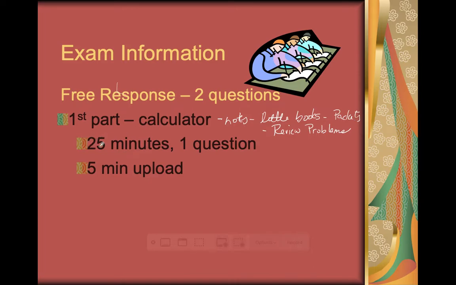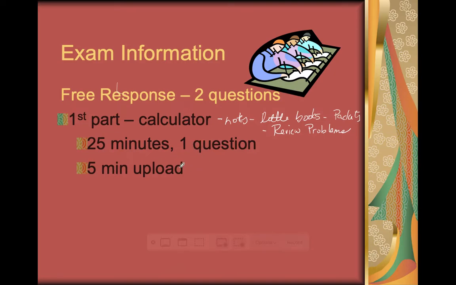So you're going to be given only 25 minutes to do the one question. You're going to be crunched for time. That's why organizing your materials is going to be critical, so that you're not spending time flipping and searching and all that. You need to have time to answer the question. And then you have a 5-minute upload.